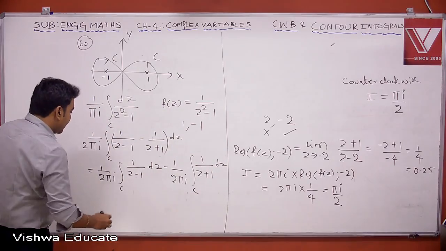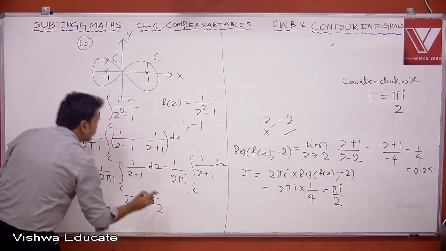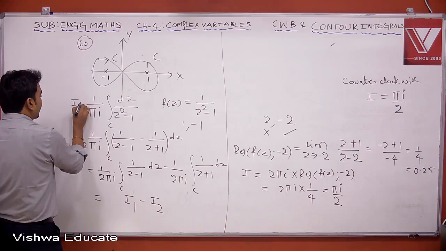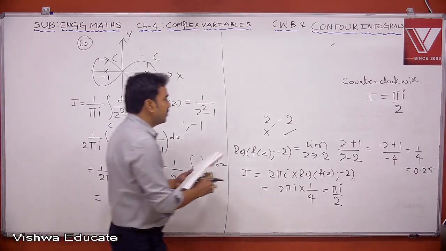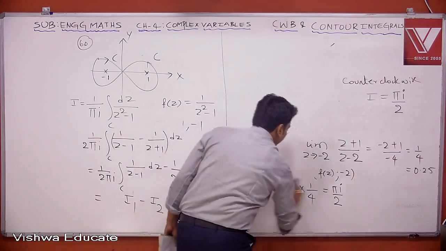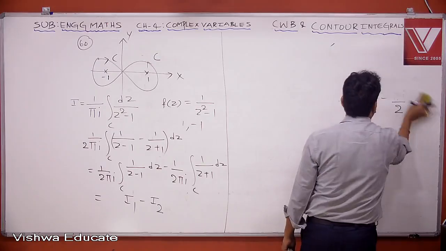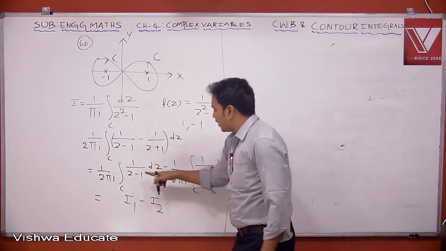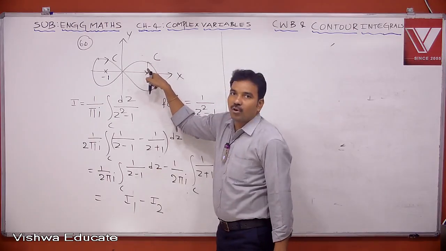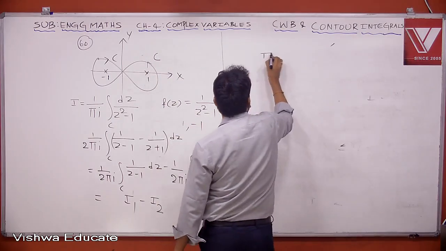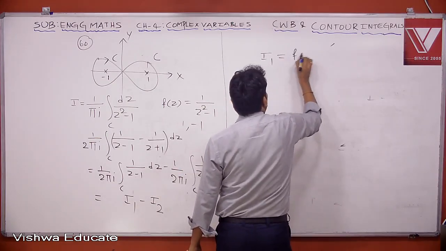This first integral I call I1. The second integral I call I2, and the original integral I call I. Now I is nothing but I1 minus I2. So let us calculate I1. What is I1? That is related to 1 only. For 1, the contour is moving along the anti-clockwise direction. So the I1 value is, by Cauchy's integral formula, f of 1.